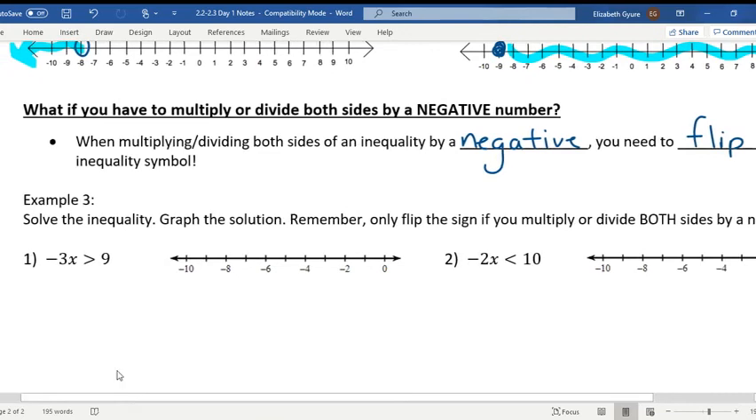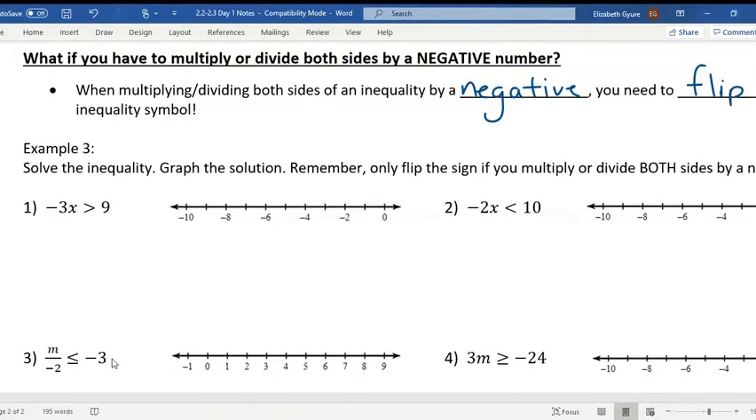So let's take a look at number 1. Solve the inequality, graph the solution. Remember, only flip the sign if you multiply or divide both sides by a negative number. That means if your opposite operation involves multiplying or dividing by a negative number. We have -3x is greater than 9. What opposite operation would I do to get rid of the -3? We would divide by -3. Good.